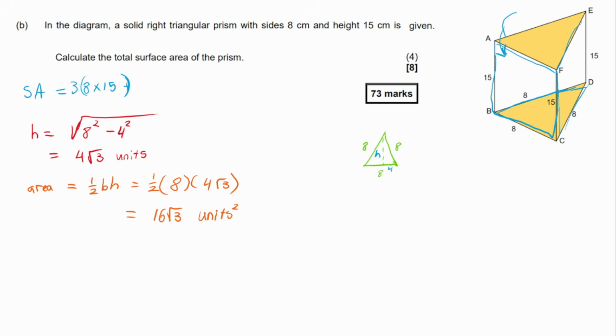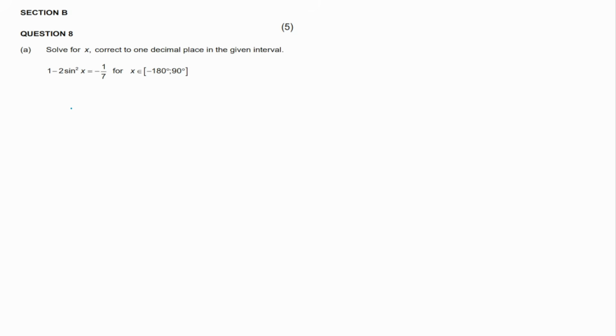So if we go back up to our surface area, that shouldn't be an equal, it should be a plus, because we take our 3 rectangular faces and now we add our 2 triangles. So plus 2 times, because this is the area of 1 triangle and we have 2 triangles. So 2 times 16 root 3. When we evaluate that, we get our surface area is 415,4 units squared, or square units. So that concludes section A.